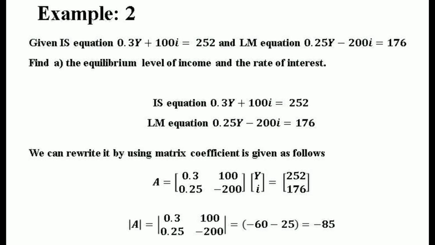Now here we are going to consider an economic model which is known as the IS-LM model. Here the question is given: the IS equation is 0.3y plus 100i is equal to 252, and the LM equation is given, that is 0.25y minus 200i, which is equal to 176.